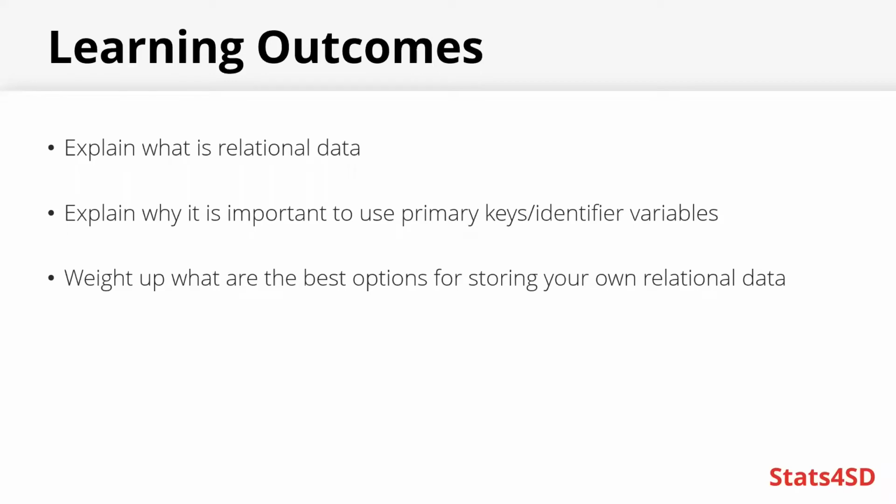Our learning outcomes for today, especially the first half, are being able to explain what we mean by relational data, a little bit more technical, but also to explain why it is important to use primary keys and/or identifier variables within your data tables. This is very important when it comes to linking these data tables. And also have a little think about the different ways in which you can store relational data tables.